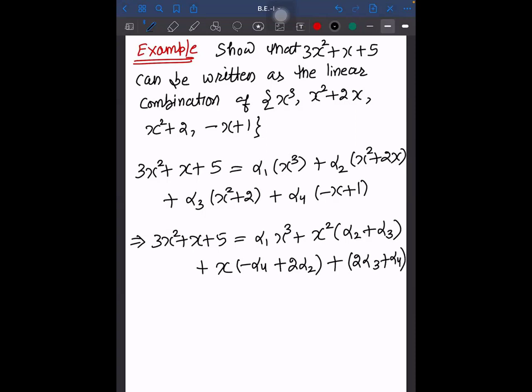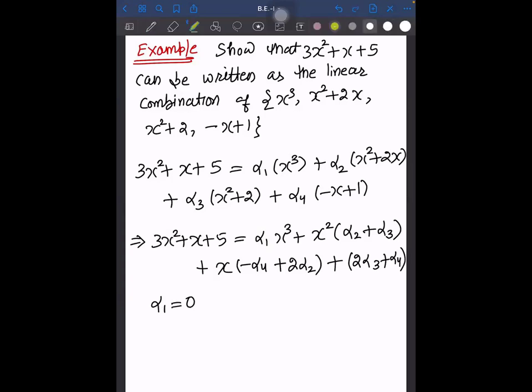Now we are saying that these two polynomials are equal. So when will these two polynomials be equal? Only when, if you compare the coefficients. Okay, so let's compare the coefficients. Here on the left hand side, you don't have any coefficient of x cube. So you get the first value, alpha 1, to be equal to 0.